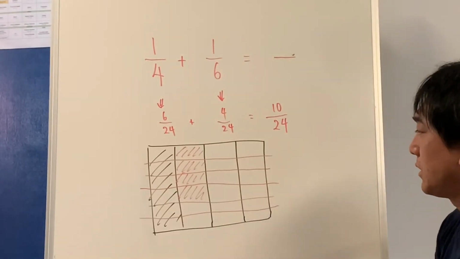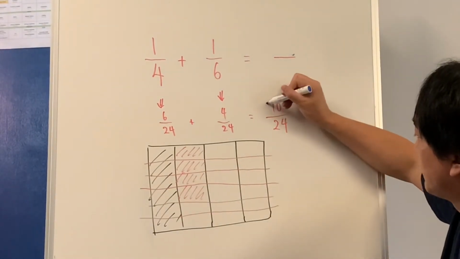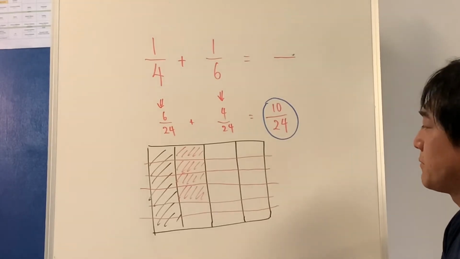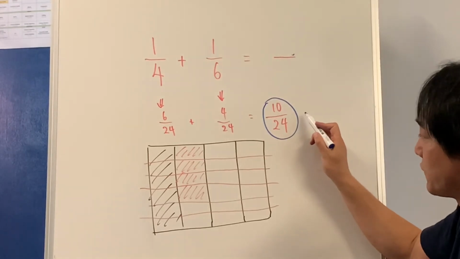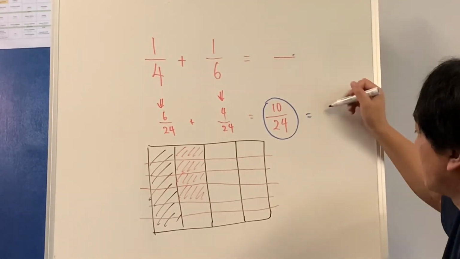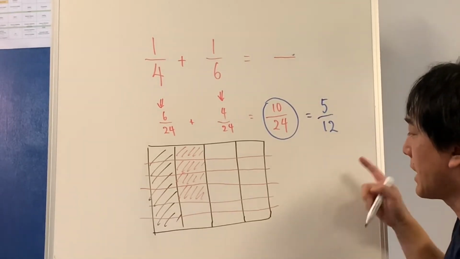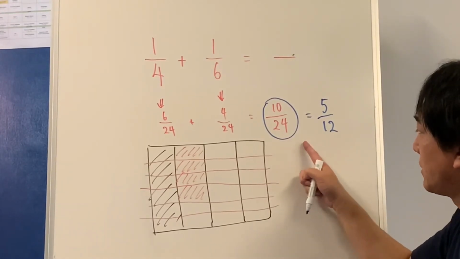Now, however, this number can be, we call it simplified. Can you see there is an equivalent fraction of that? Now, this is actually 5/12. Now, how does it work? So have a look, ready?